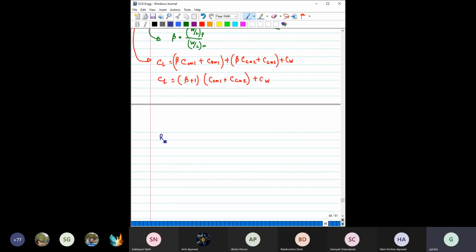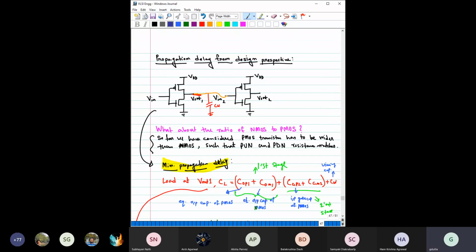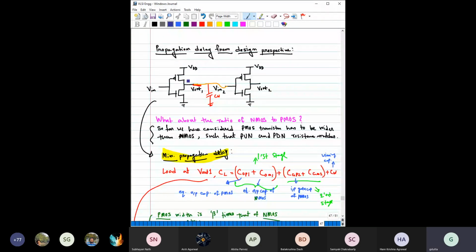R equivalent is the R equivalent of this NMOS plus the R equivalent of this PMOS, right? Okay, can anyone tell me this N and P represents which NMOS and which PMOS? This NMOS, PMOS, or this PMOS, NMOS? So the first one, right? Because we are considering the charging and discharging of them. So this is the first one.